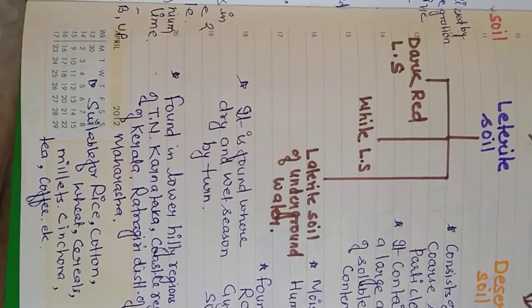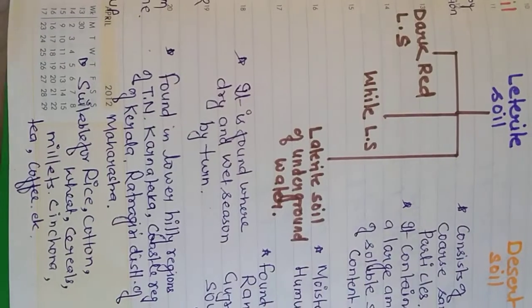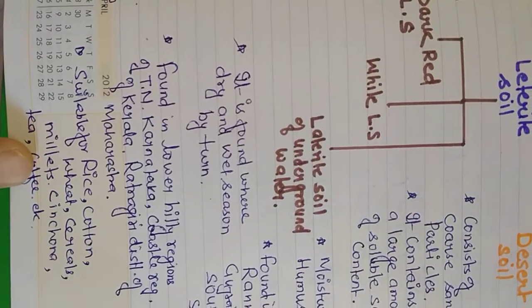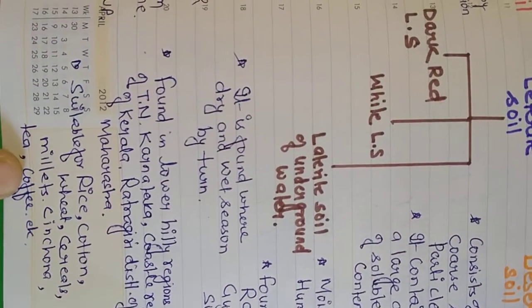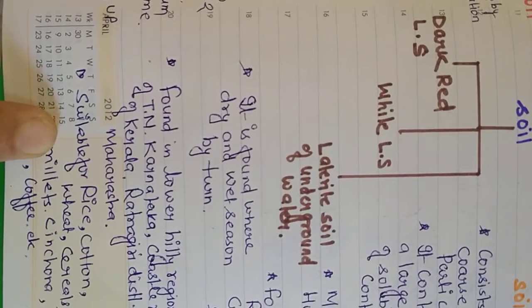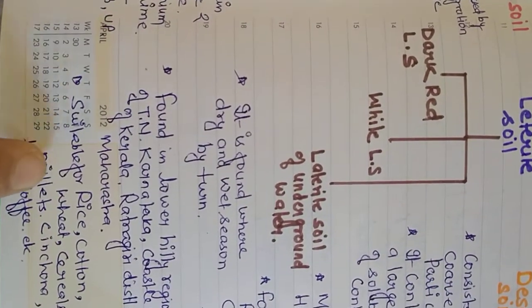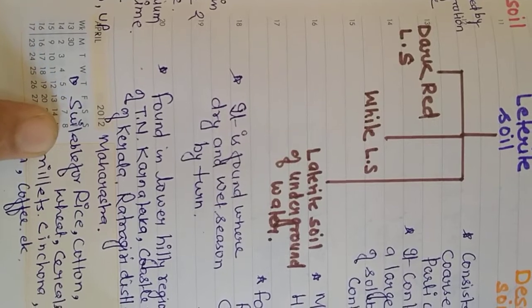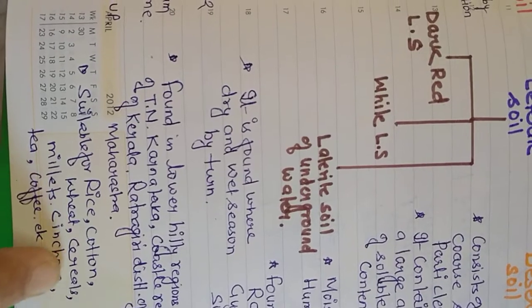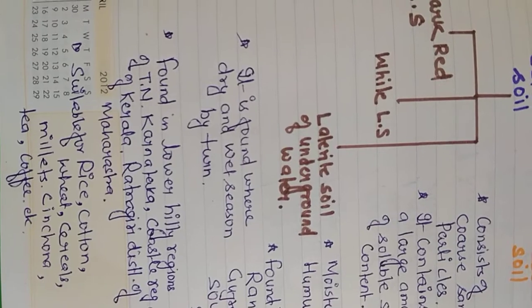And let me tell you one thing, that this soil is suitable for rice, cotton, wheat, cereals, millets, cinchona, tea, coffee, etc. Many times questions have been asked on this particular topic, the types of laterite soils. For what is the laterite soil useful? It is suitable for the growth of rice, cotton, wheat, cereals, millets, cinchona, tea, coffee.